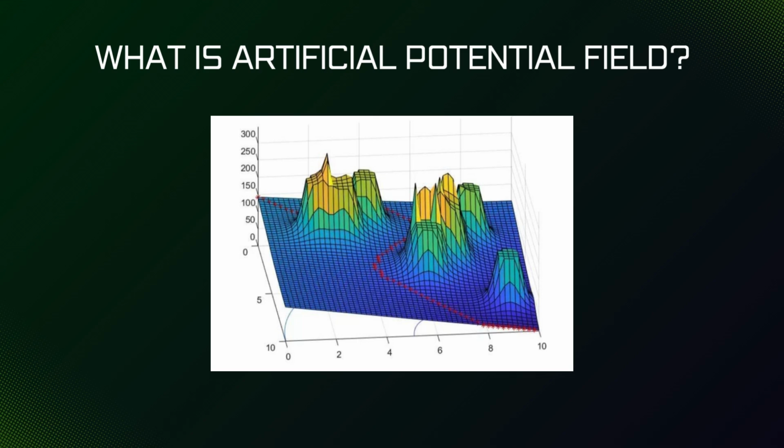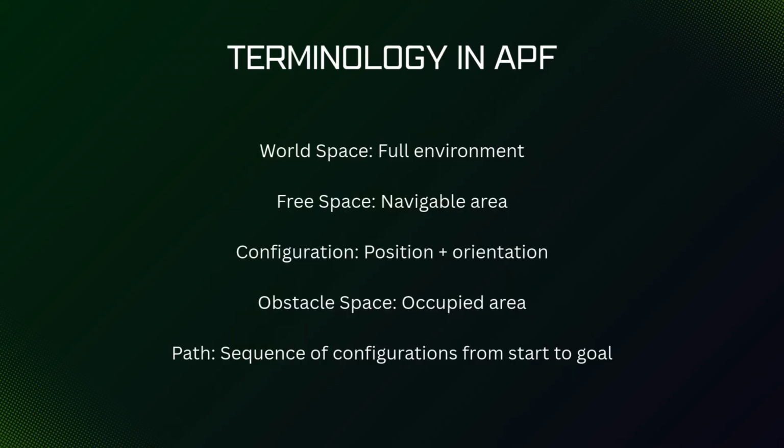As you can see in this photo, there is a valley being shown. The robot's starting position is a position of high potential, and the goal position is the position with the lowest potential. The hills in between are the obstacles, and you can see the obstacles have very high potential. The robot will move from the position of high potential to the position of low potential.